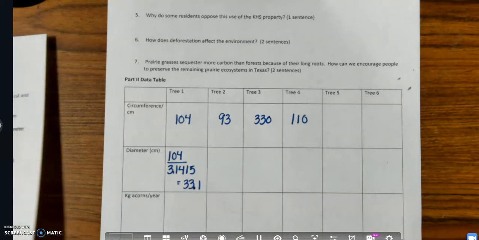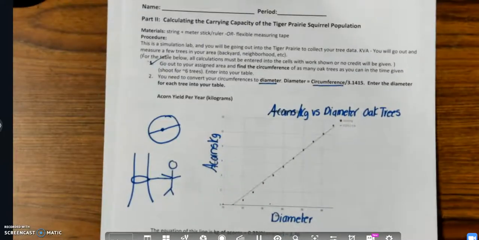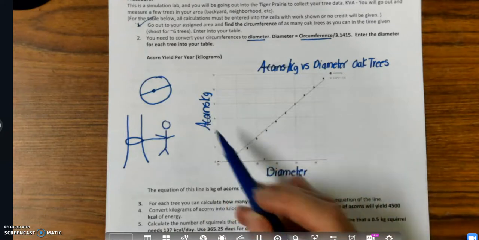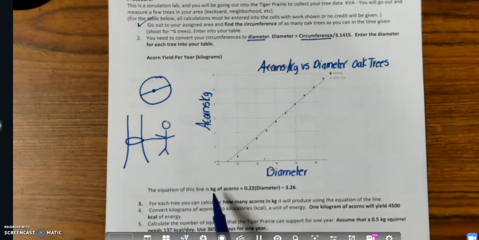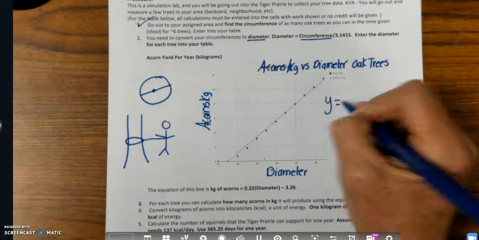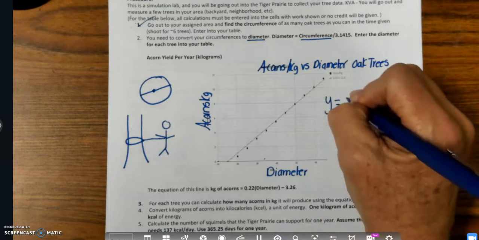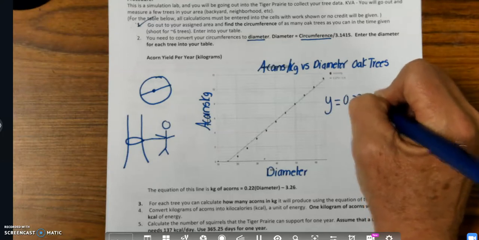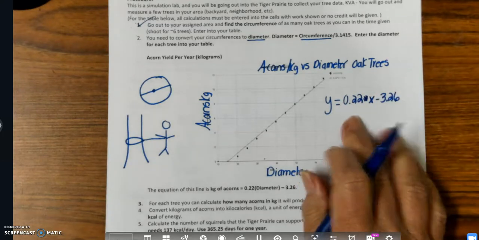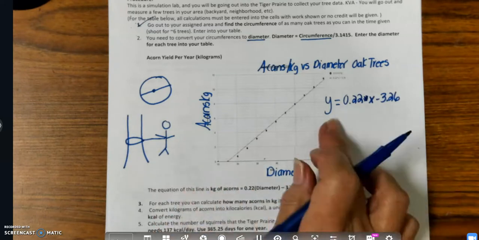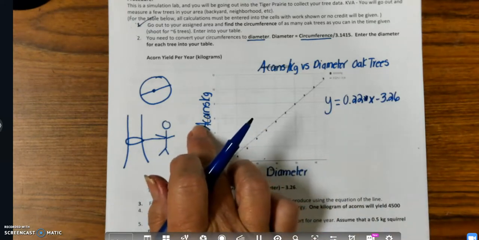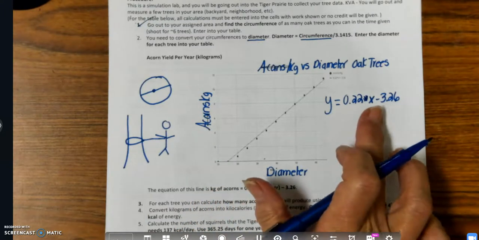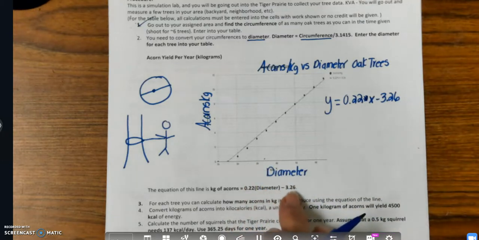Now here's the really cool part, and we have done this before, but we're going to do it by hand this time. We found a really good correlation, as you can see, between kilograms of acorns and diameter. So this is the equation of our line. Our line looked like this. Remember when we clicked equation, and we've all done this, we got 0.22 x minus 3.26. That is the equation we got. So basically what this is saying is y, which is kilograms of acorns, is equal to 0.22 times x, which is diameter, minus 3.26.